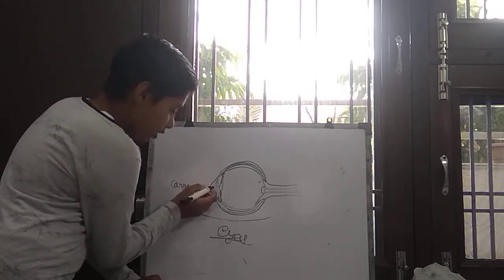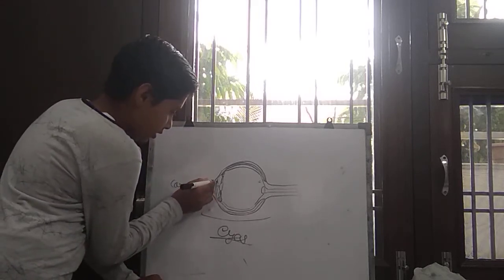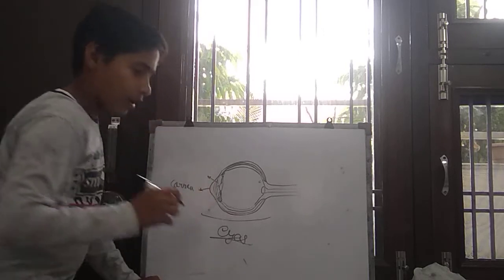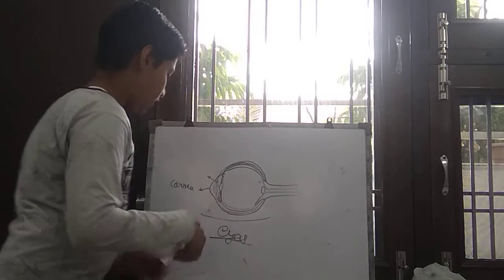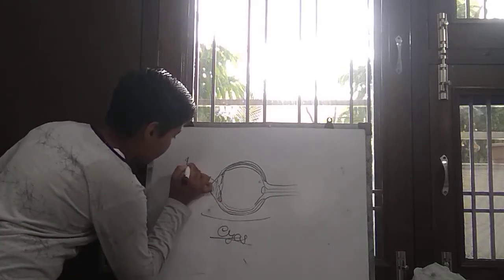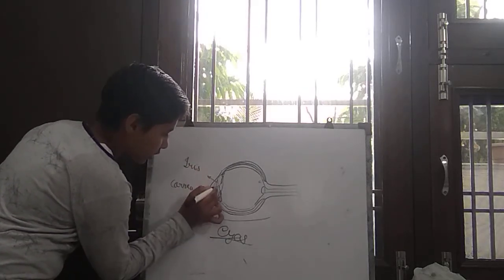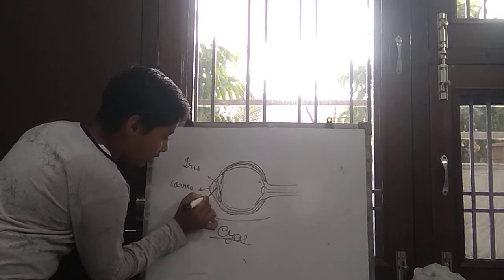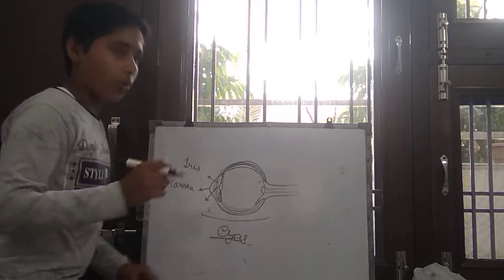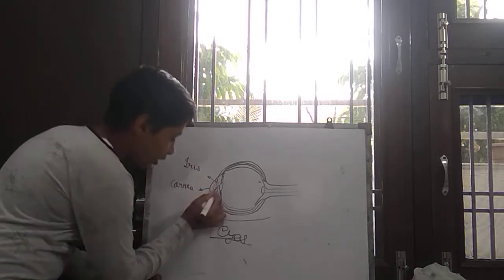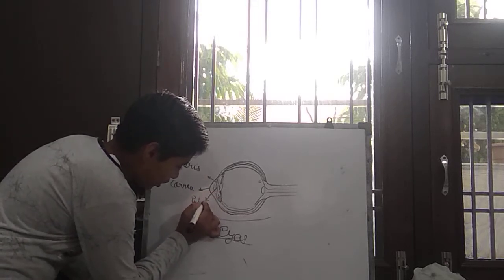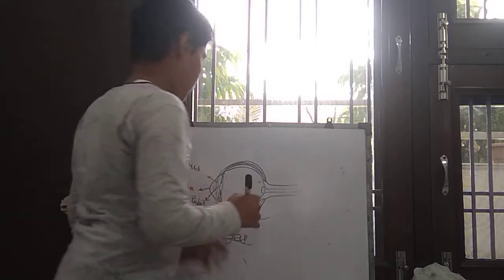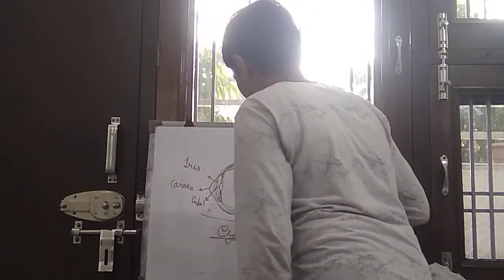After it, there is the iris. This is the colored part around our pupil. It gives the color to our eye. Iris. After it, there is a main and important hole in the eye, the pupil, through which light enters into the eye.